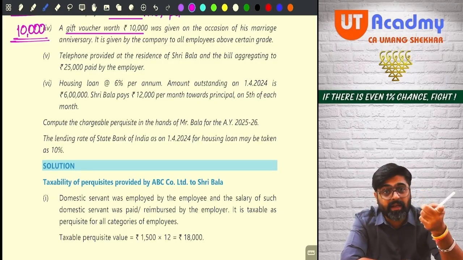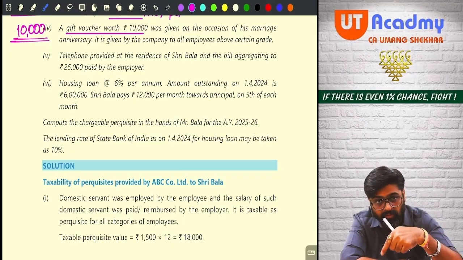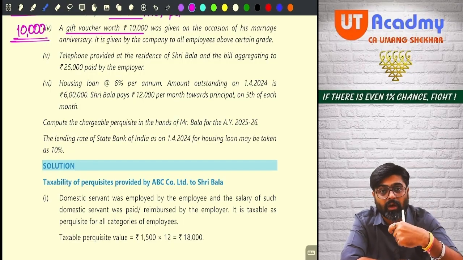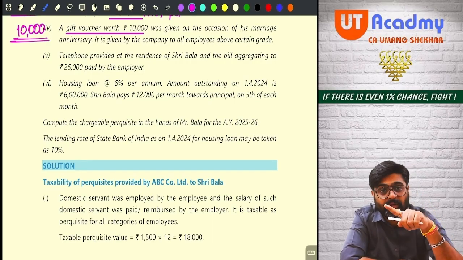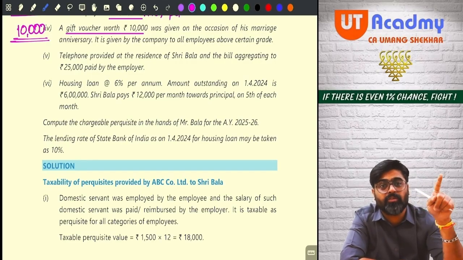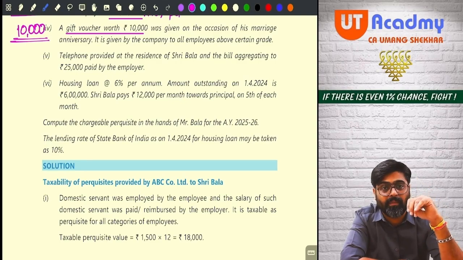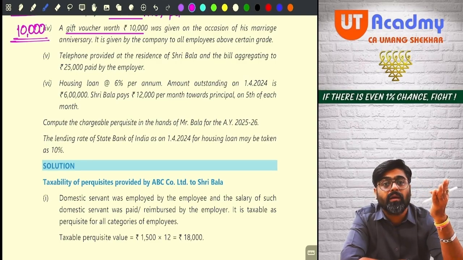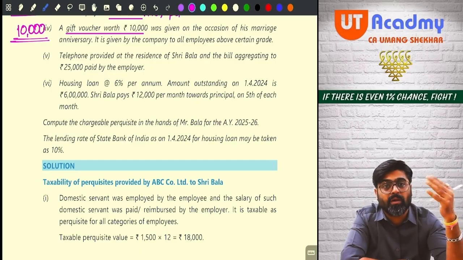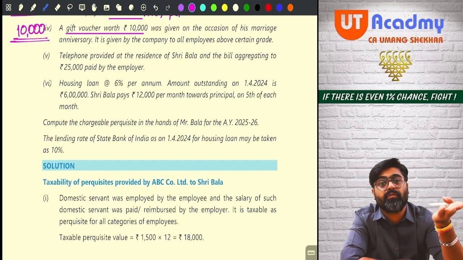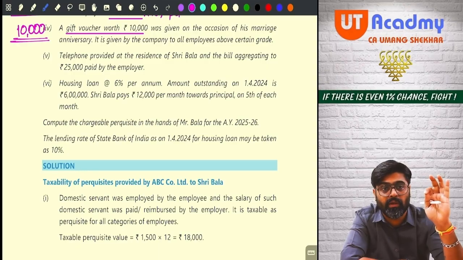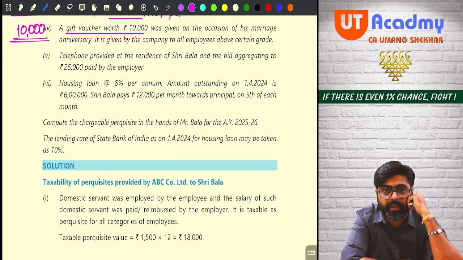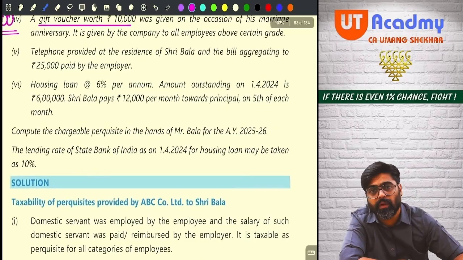But it is very difficult to identify out of this perquisite how much is personal and how much is official. So whenever the telephone facility is provided, mobile or telephone bills are paid or reimbursed by the employer, such type of benefit is fully exempt. Getting my point?